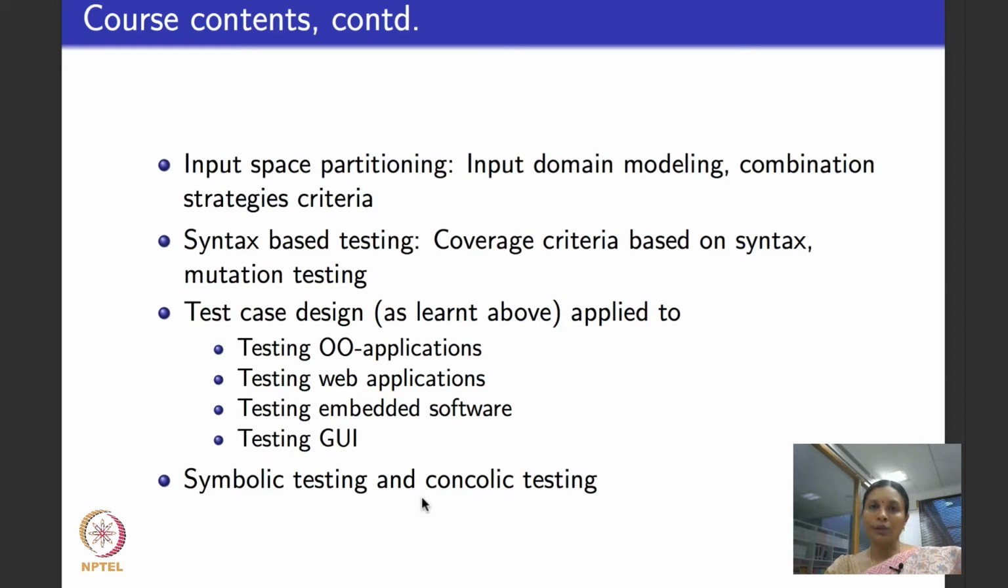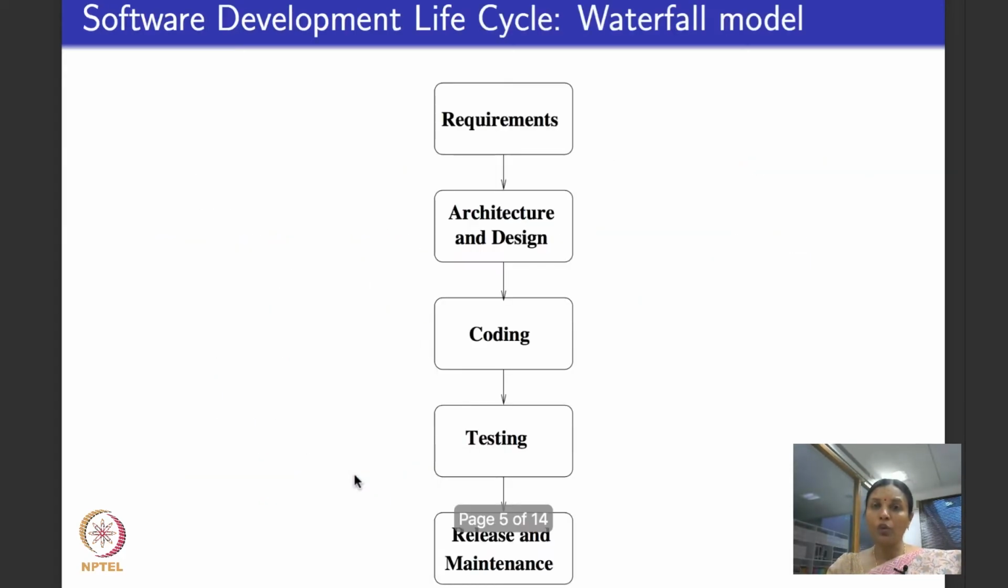Then, as I committed to you in the beginning, you will learn how to test object-oriented applications, how to test web applications, embedded software, and GUI, graphical user interface, with or without using these criteria. We'll see the popular state-of-the-art issues, mainly like a survey of each of these categories. Finally, I'd like to end the course by presenting symbolic and concolic testing to you. So these were the course contents exactly as I'd given you in the beginning of the course.